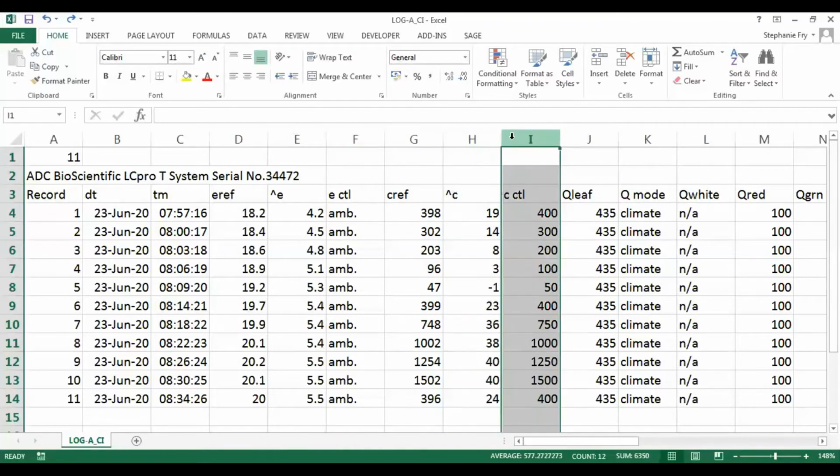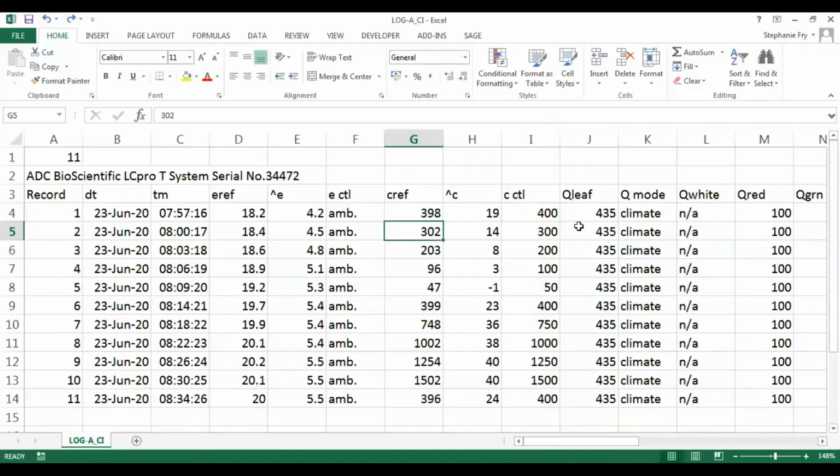C control is the user set absolute values that were set through the sequence file. And here we can see the difference between the achieved value and the set value in the order of 2 to 3 ppm. The Q leaf value refers to the light or PAR reaching a leaf, and here it is 435 micromole per meter squared per second.